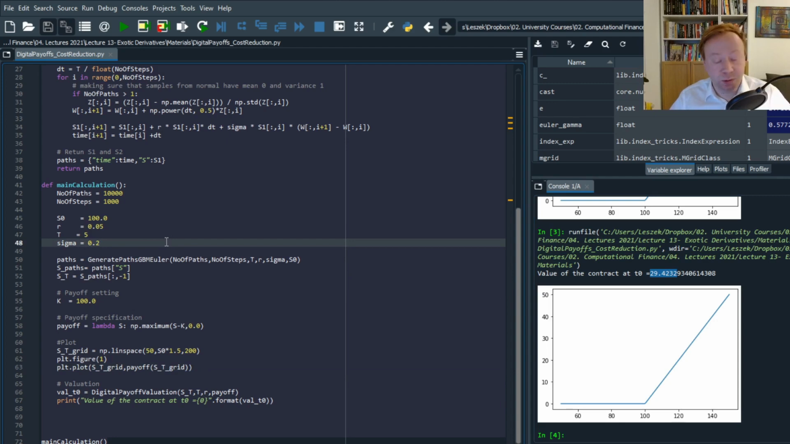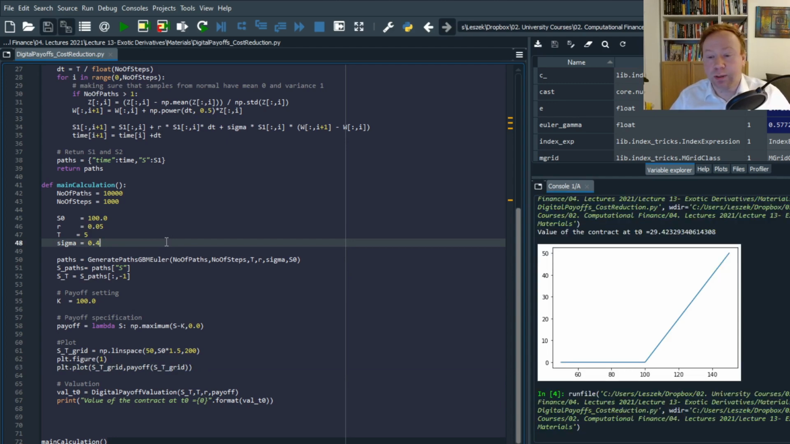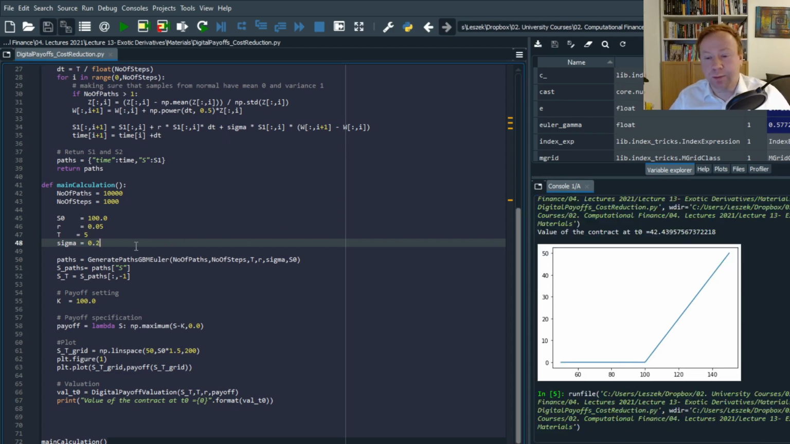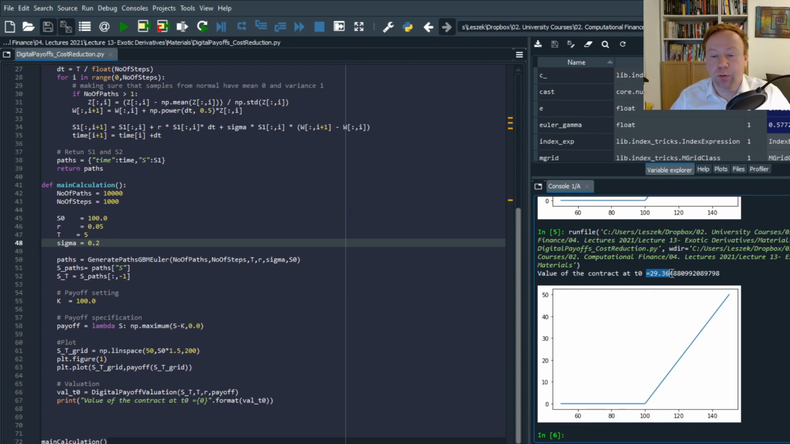Especially now, if I increase volatility to 40, you can see that this immediately has an impact on valuation. So it's 42. But let me go back to 20. So we have an option of 29.36. This is what is here.